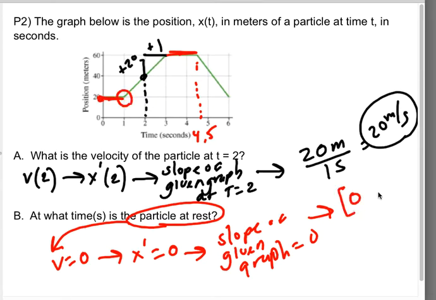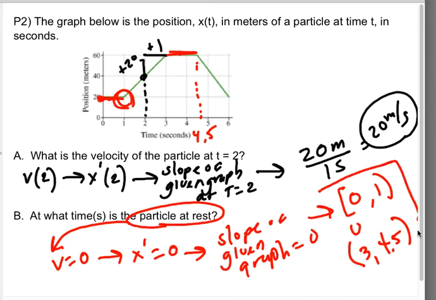But it doesn't, up until 1, because it's not actually 0 at this pointy thing. It's not differentiable. And also from 3 to, let's call it 4.5 on a real AP, they'd do a better job of giving you a value that you could see.